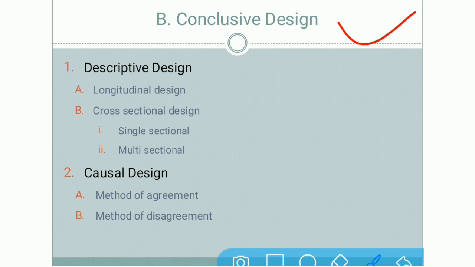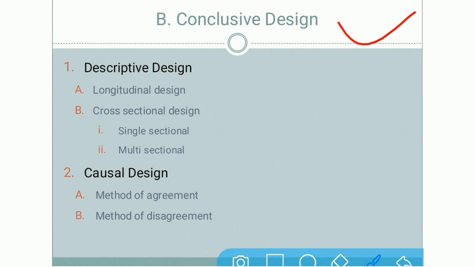As in the last video we have seen, exploratory design means where you are generating new ideas, or where you have a little bit of knowledge of a particular topic and you want to expand that topic. That is your exploratory design. What is conclusive design? When you get the knowledge about a particular topic through exploratory design.